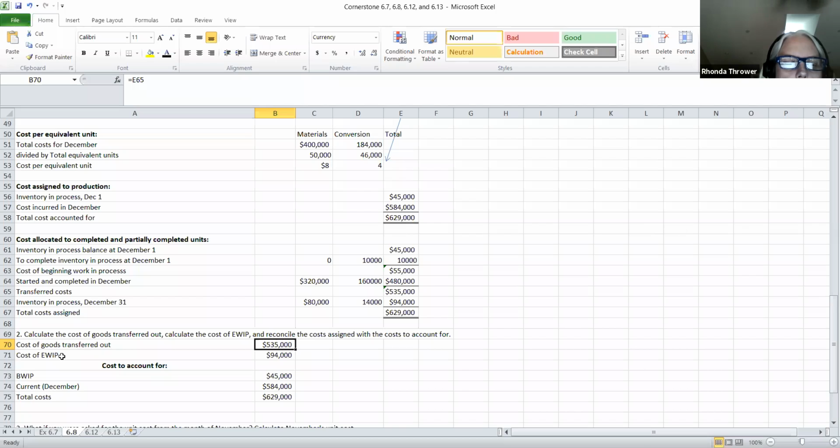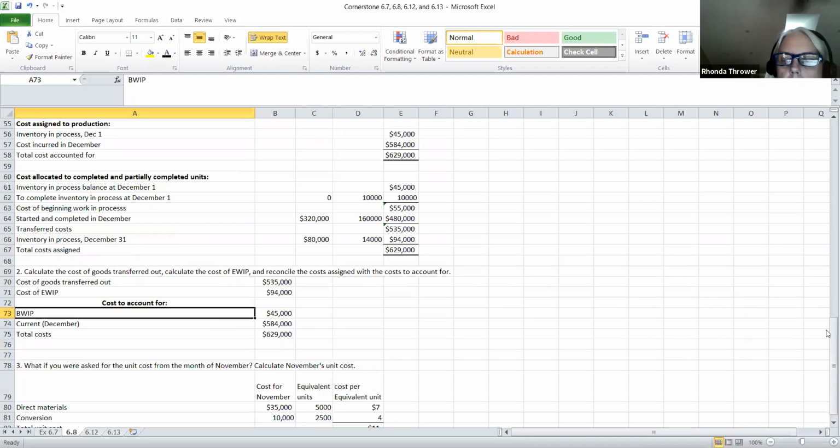The cost of the ending work in process is 94,000. Just bring it down. Your beginning work in process was 45,000. I'm sorry, pick up this 45,000 here, because that was your beginning work in process. That came from the beginning of the month. And then they wanted the current cost next, which is 584,000. And the total cost is 629,000. That's all they wanted in part 2. So if you know how to do that cost of production report, you really know how to do this too.